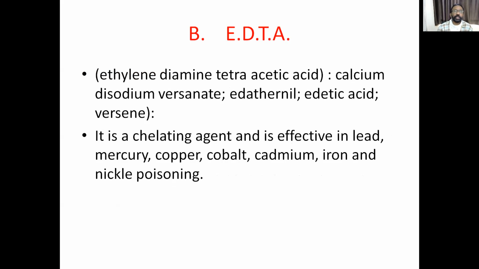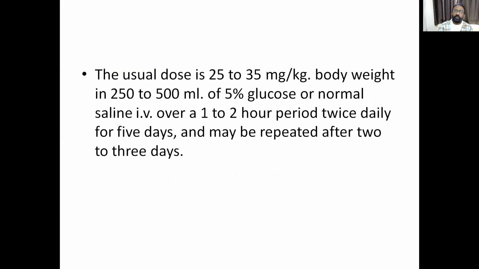EDTA is another chelating agent, ethylene diamine tetraacetic acid. It is used in the poisoning of calcium disodium. It is effective in lead poisoning, mercury poisoning, copper poisoning, cobalt, cadmium, iron and nickel poisoning. The usual dose is 25 to 35 milligrams per kg body weight, in 250 to 500 ml of 5% glucose, and this forms a complex. It should be given over a 1 to 2 hour period twice daily for 5 days, and can be repeated after 2 to 3 days.